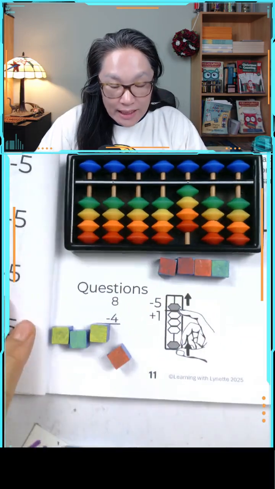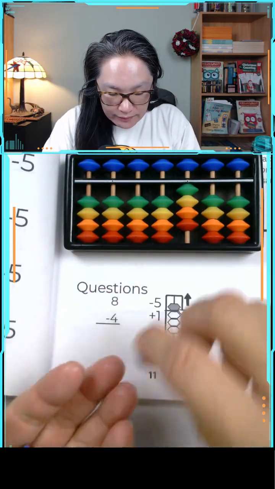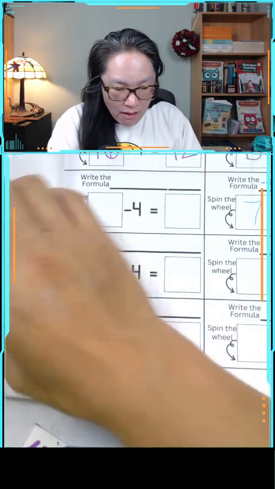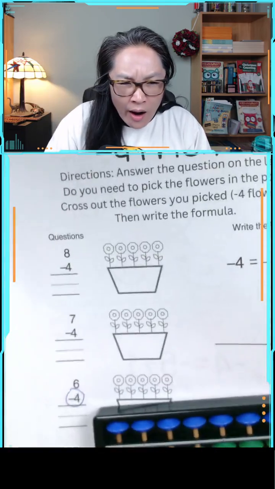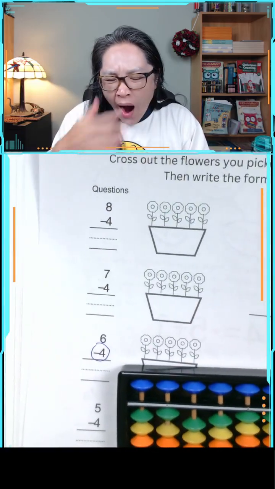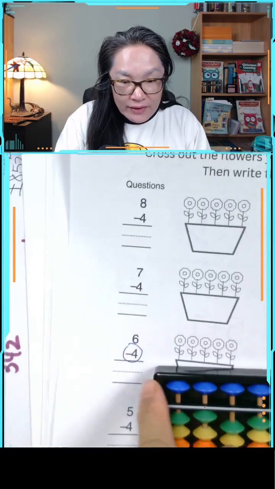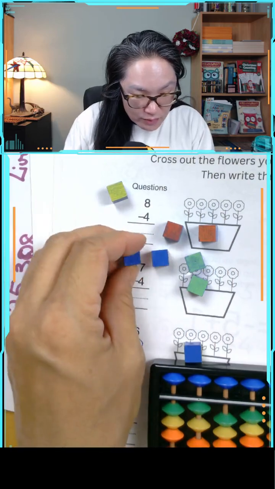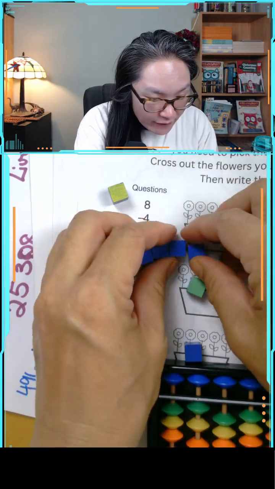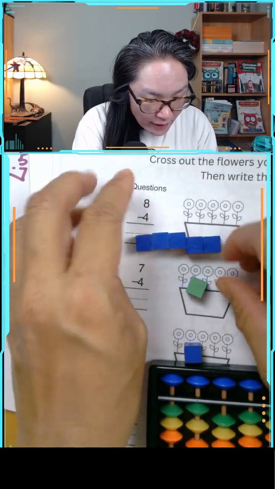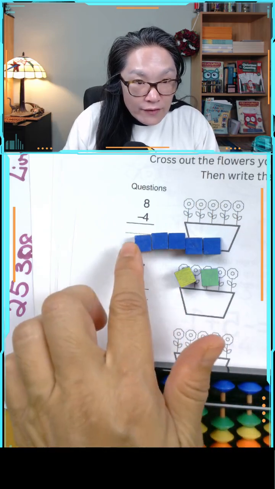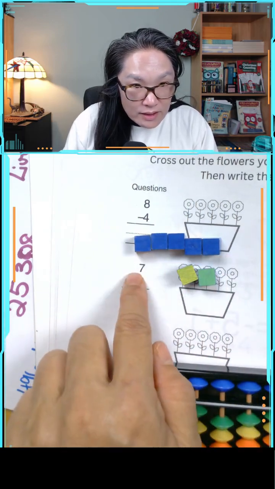We could do it again. Here is 7 on the abacus, right? We have 7 on the abacus. But notice when I do 7, it's 5, and then 6 and 7. So we have 5, 6, 7. So that's what 7 is.